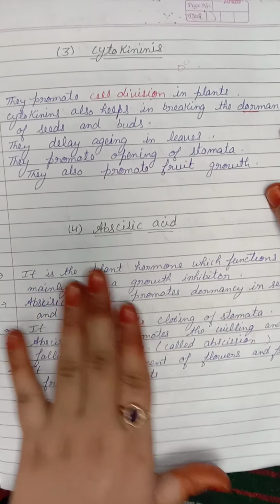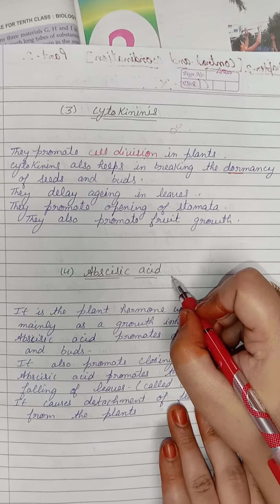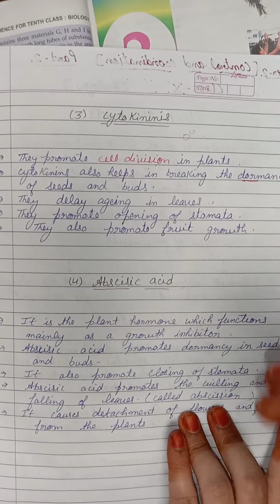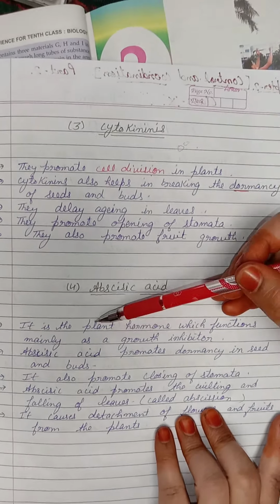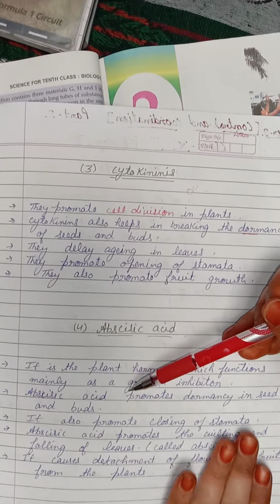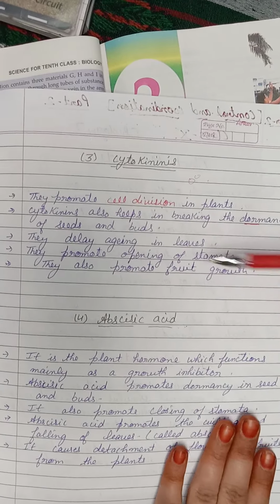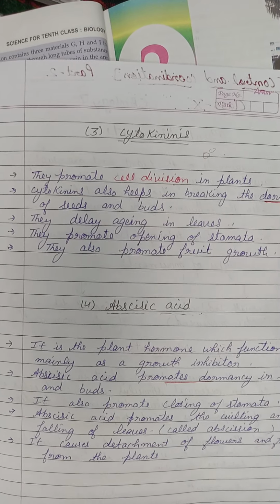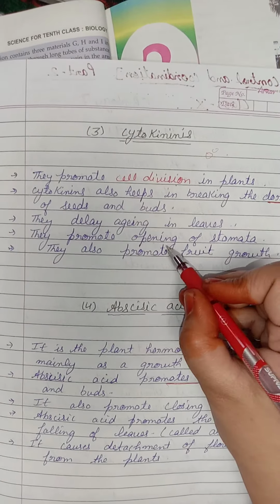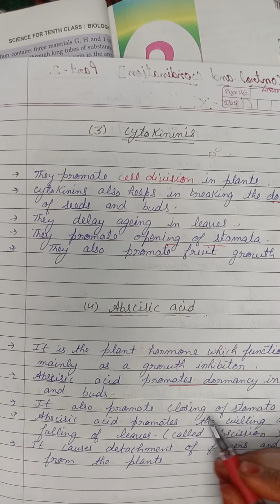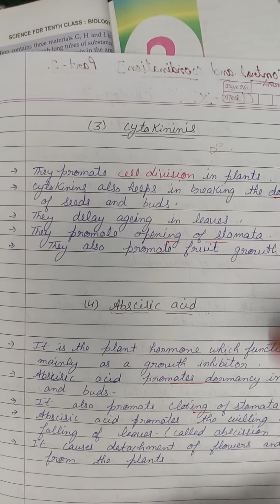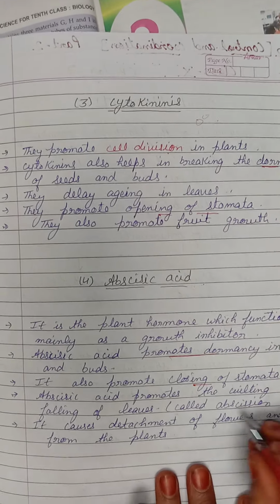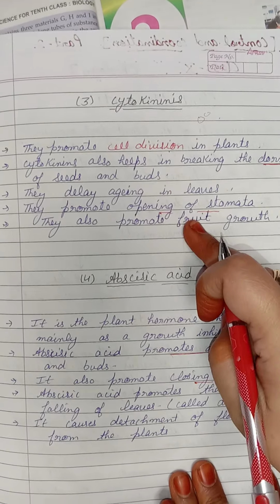Now the last one is abscisic acid, and I told you it is the inhibitor hormone. Whatever functions the other hormones perform, it does the opposite. It inhibits the growth of various parts of the plant. Where other hormones break the dormancy of seeds, it promotes dormancy, keeping the seeds in the resting form. Where other hormones open the stomata, it closes the stomata, performing the completely opposite function. It also promotes the wilting and falling of the leaves.